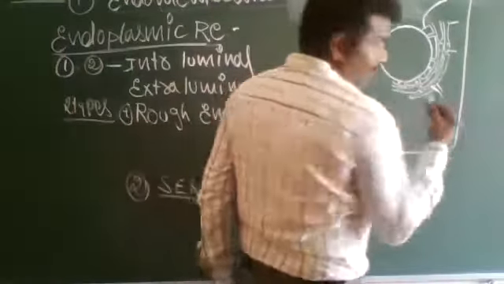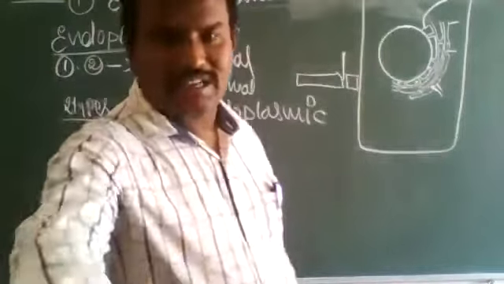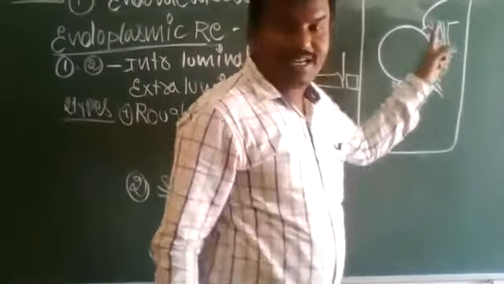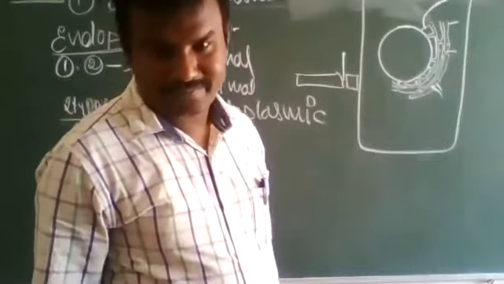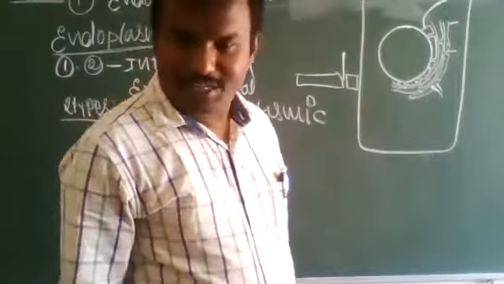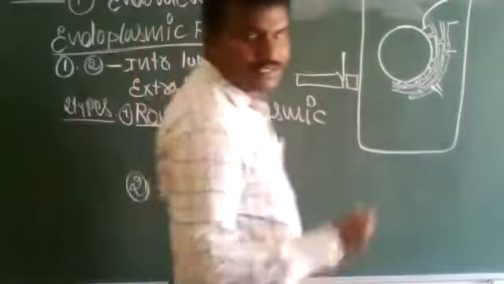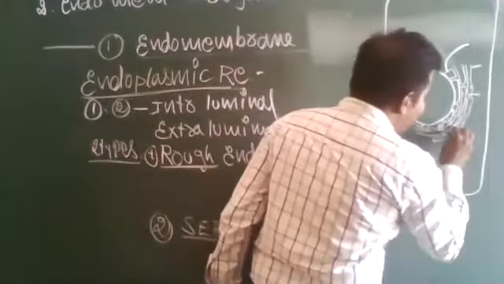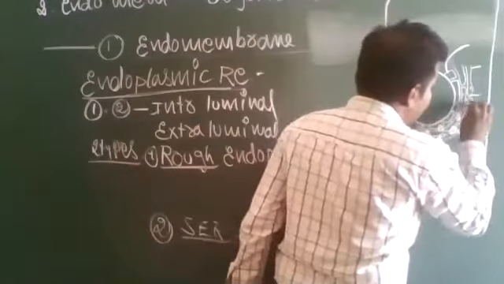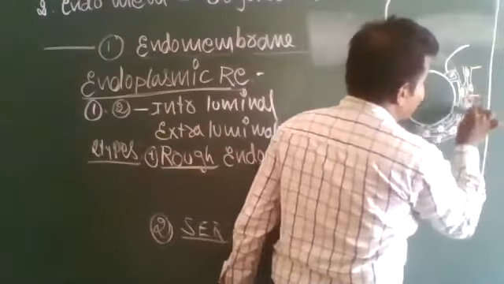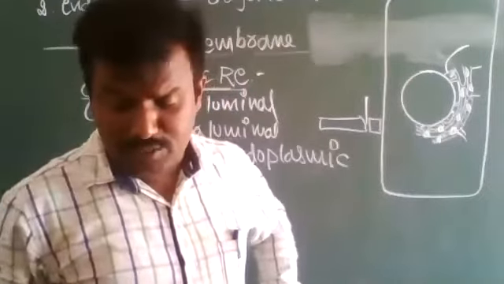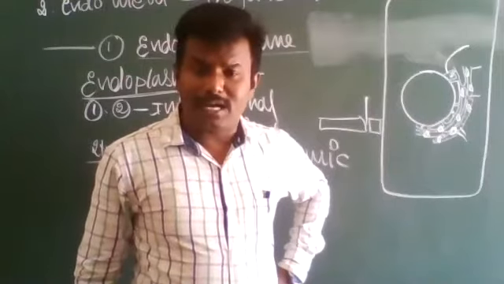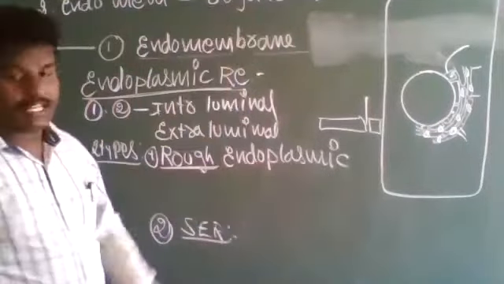Rough endoplasmic reticulum: the ribosomes which are attached to the endoplasmic reticulum, such a type of reticulum is called rough endoplasmic reticulum. See here, the diagram I am showing. Ribosomes are attached to the endoplasmic reticulum. Those are called rough endoplasmic reticulum.